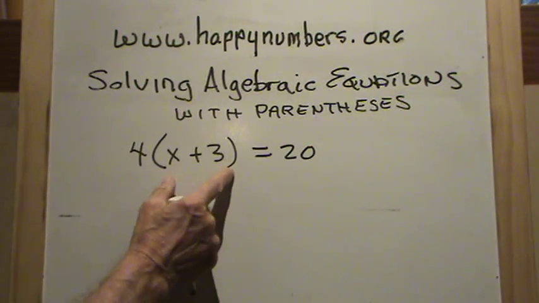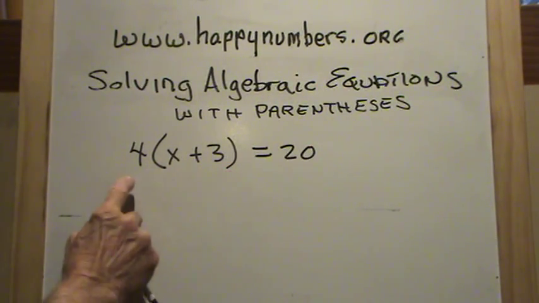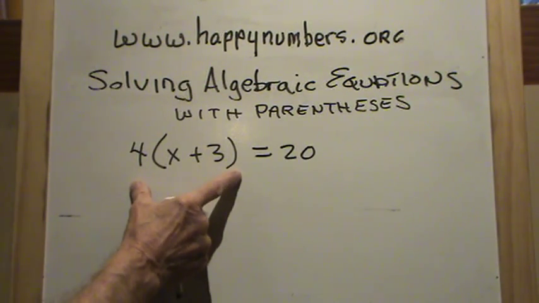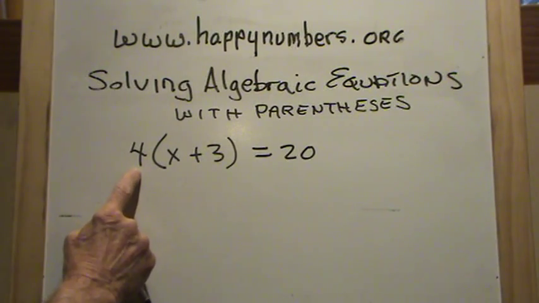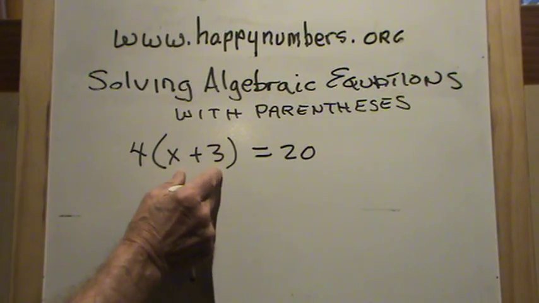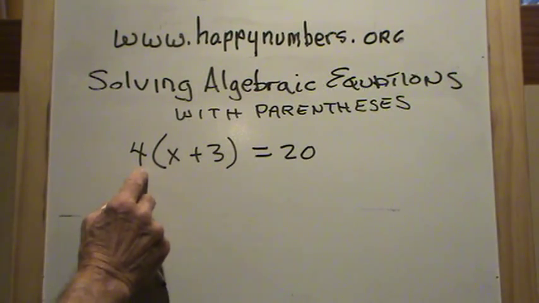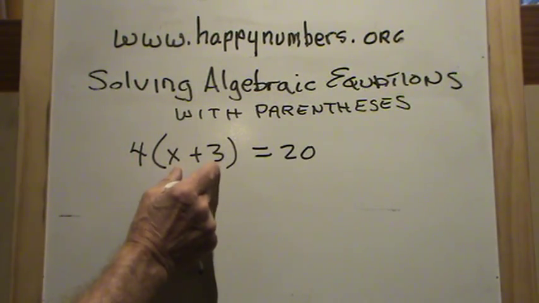Today's lesson is solving algebraic equations which contain parentheses. These are parentheses, if you recall. And as a review, this expression right here is read as 4 times the quantity of x plus 3. So it means 4 times both of these.